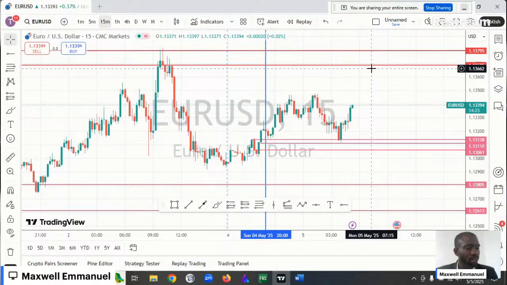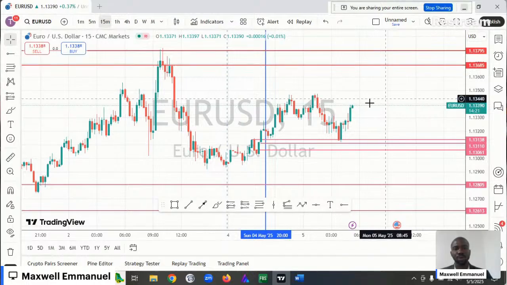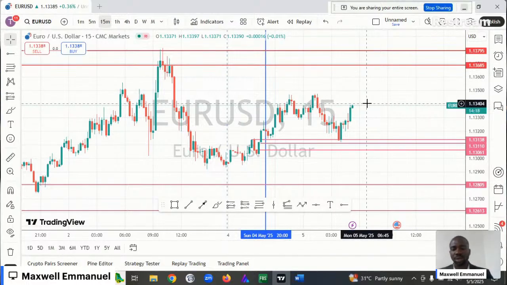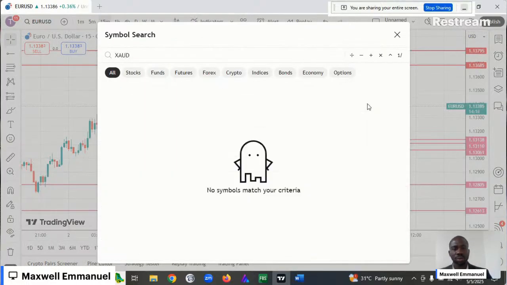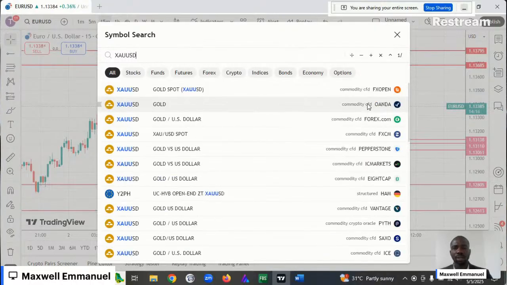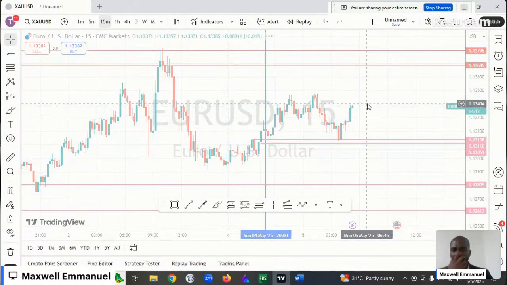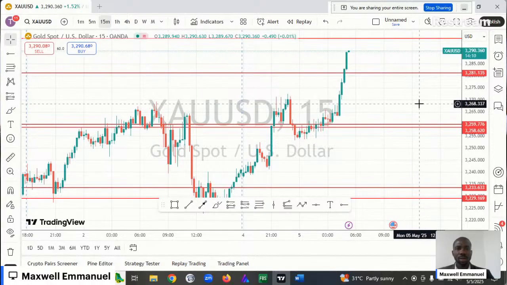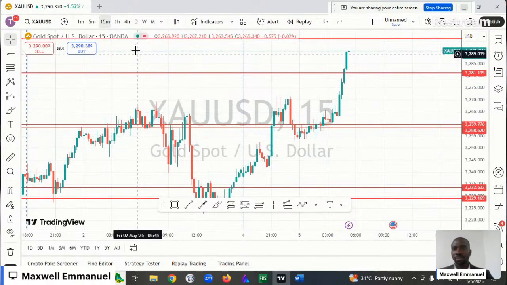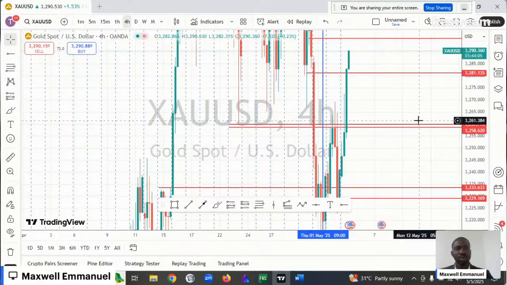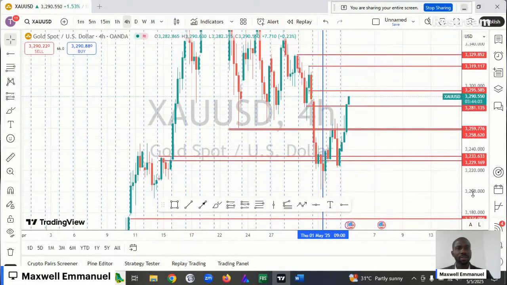Okay, let's move on to the next instrument. That will be gold. Let's look at gold. Okay, so you can see, I think gold has been bullish since the market opened. This is the 4 hour.